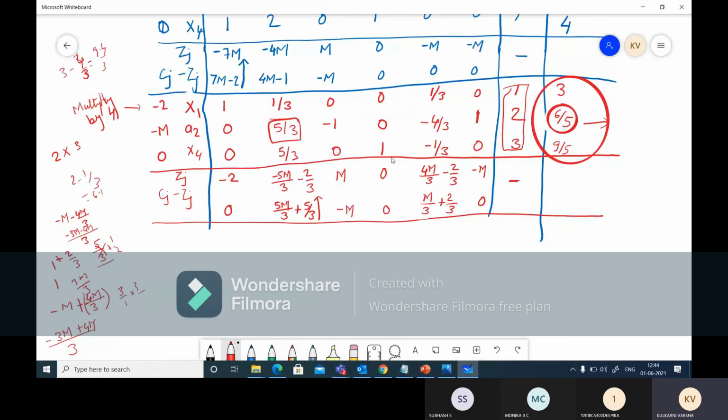The second iteration in red. So in the second iteration you can see that A2 is leaving. That means both the artificial variables are gone. I think by the third iteration you are getting the answers. Right?